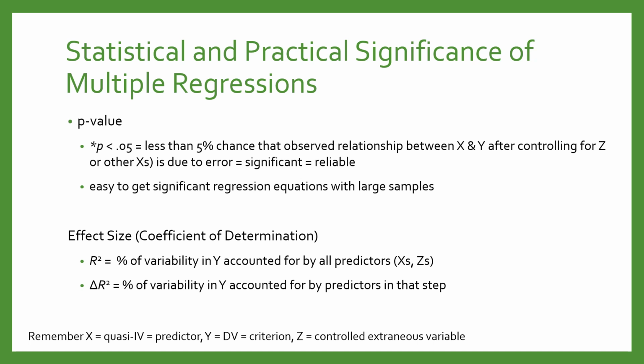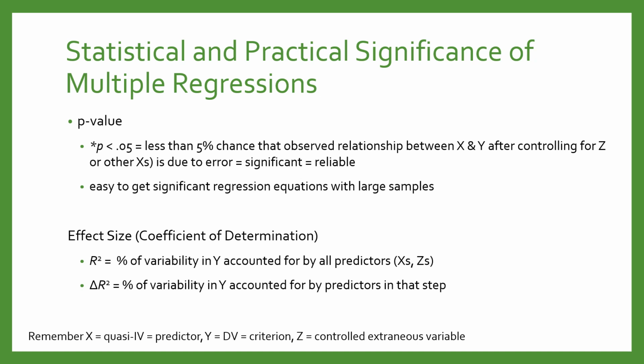So if you get that low p-value, our standard in behavioral sciences is a 5% chance, or p less than 0.05, that means you have significant and reliable results. And keep in mind that it's easy to get significant results with large samples. So it's also important to look at effect size, because just because there's a reliable or significant relationship doesn't mean it's super consistent or that it has a really large effect size.